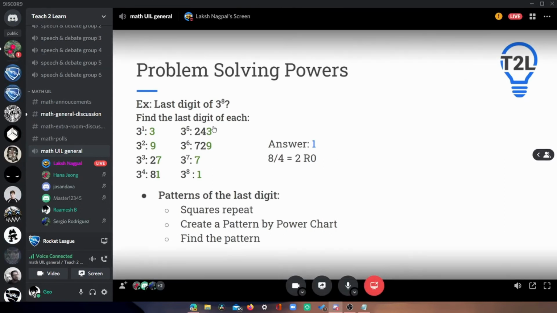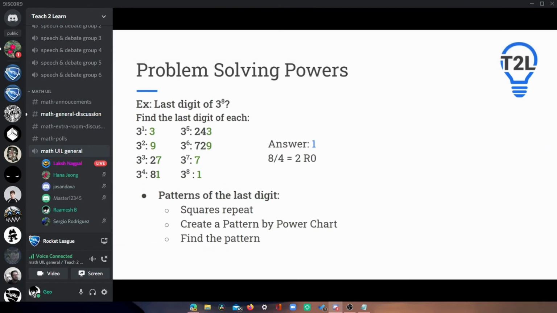Sorry. So, problem solving powers. There are a lot of questions on these tests which ask you to put a number to a very high power, and they ask you for the last digit of that number. It usually seems really daunting at first because you don't have the time to do 3 times 3, 8 times. But there is a trick.